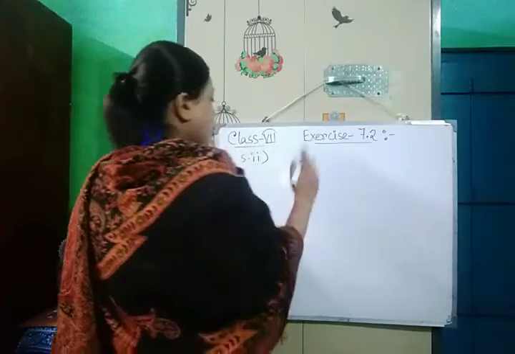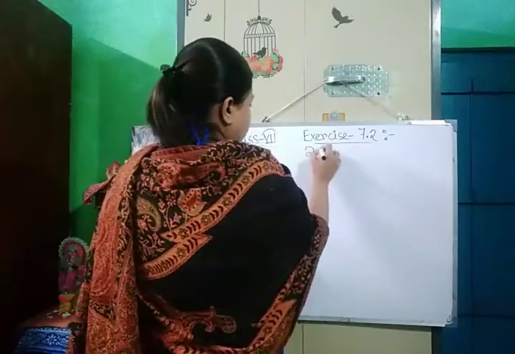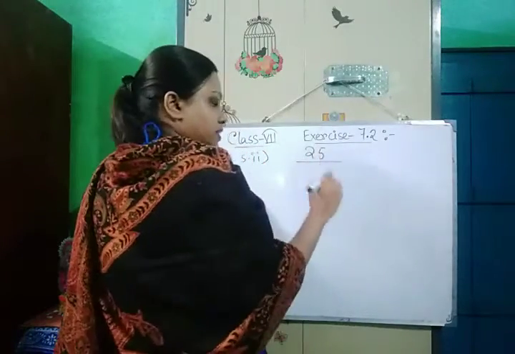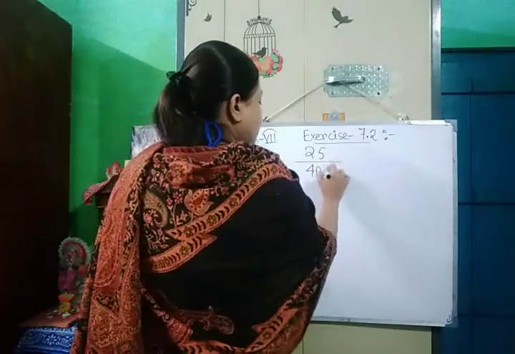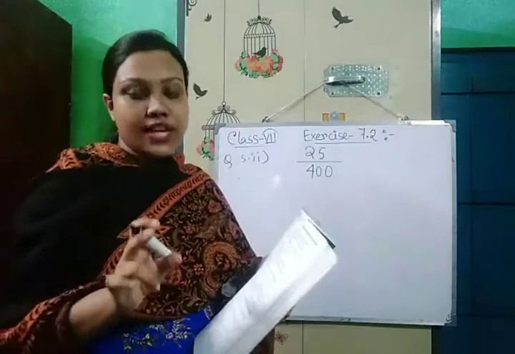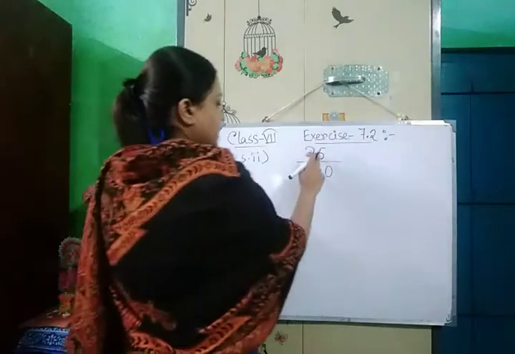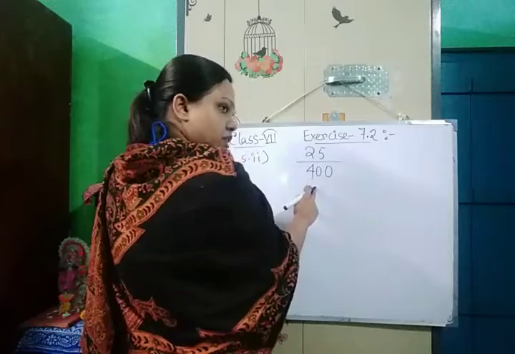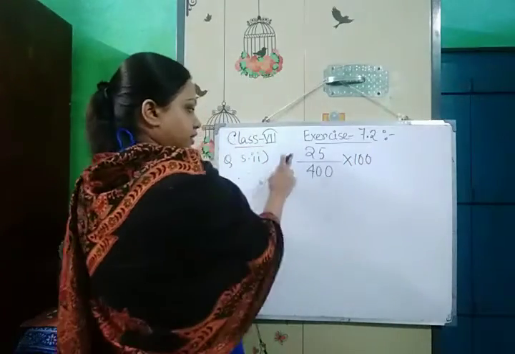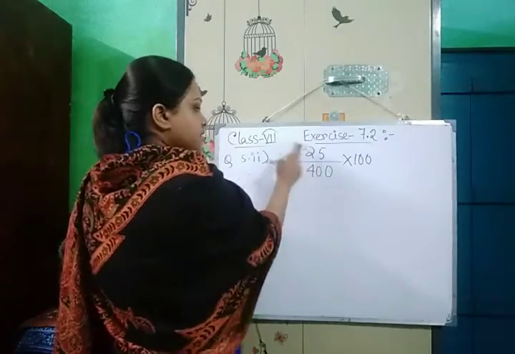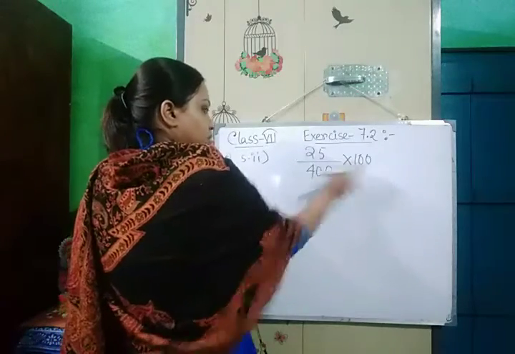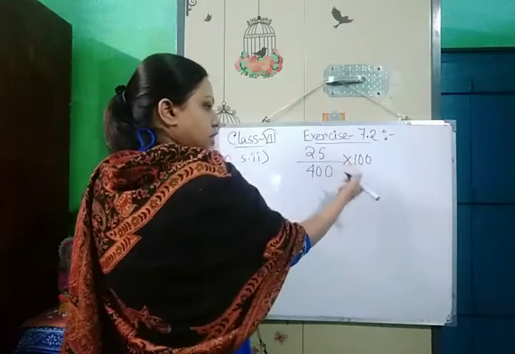25 paise divided by 4 rupees. So 4 rupees means 400 paise. Okay, so we will convert it to the same unit, I have told you. So it will be 25 paise divided by 400 paise. Now into 100. What percent is 25 paise of 4 rupees means 25 divided by 400 into 100. Because we are finding out the percentage.